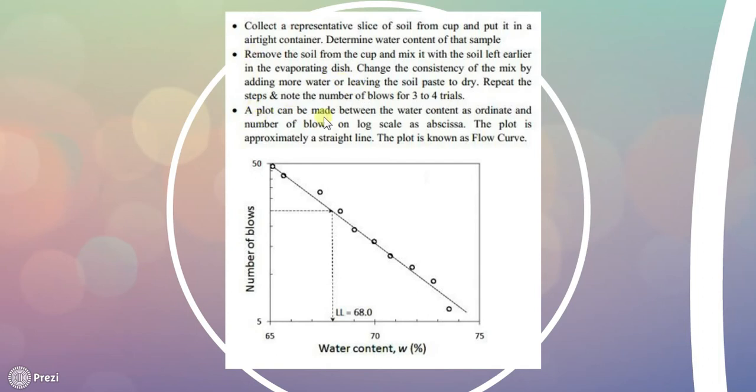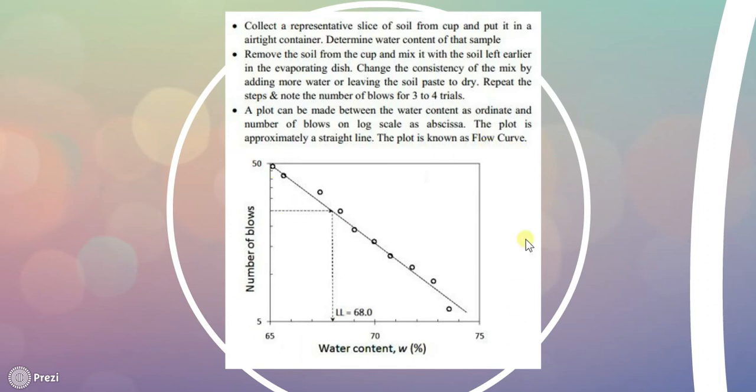Then a plot can be made between the water content as ordinate and the number of blows on a log scale as abscissa. So on the ordinate axis there is the number of blows, and on the abscissa there is water content. You can plot this after 3 to 4 trials. The plot is approximately a straight line. The plot is known as the flow curve.